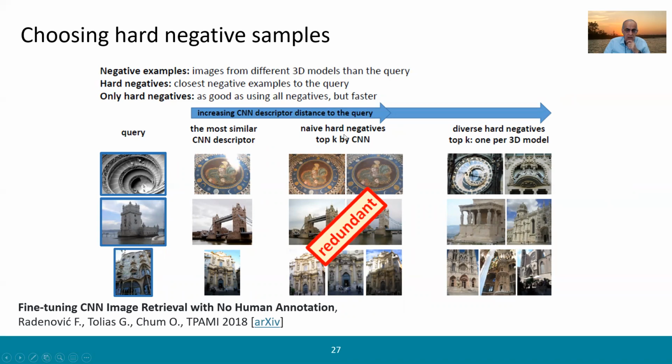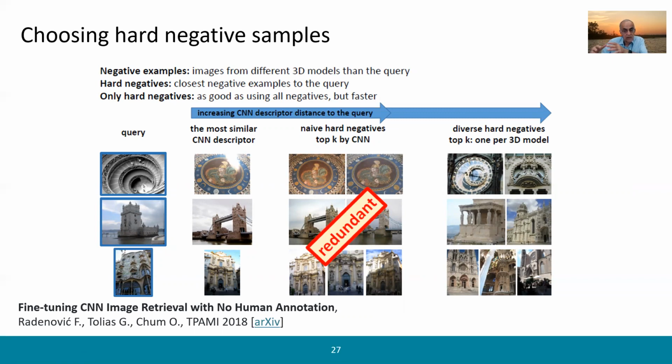Now, if you choose other ones, like these in this column over here, these are very close to the top one, with the most similar CNN descriptor. So if you also train with these, you're not really getting any more information. So their idea is you take all the training data and you organize it into different 3D clusters, which are co-located or in the same area. And you only try and choose one for each cluster.